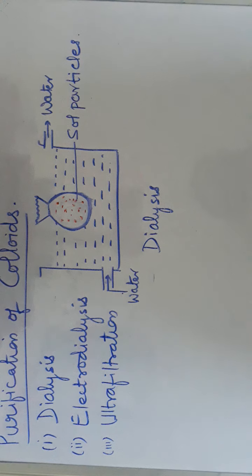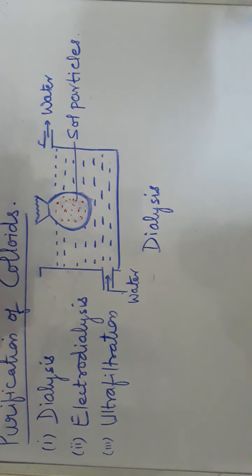Purification is the process used to reduce the amount of impurities to the required minimum amount. So, we are not removing the impurities completely. Remember that in purification, we are reducing the amount of impurities to the minimum required for the lyophilic and lyophobic colloid to be stable. Some methods used for purification of colloid, one is dialysis.